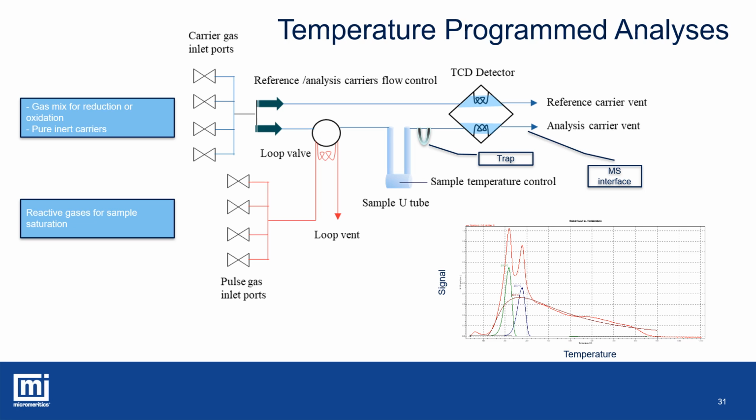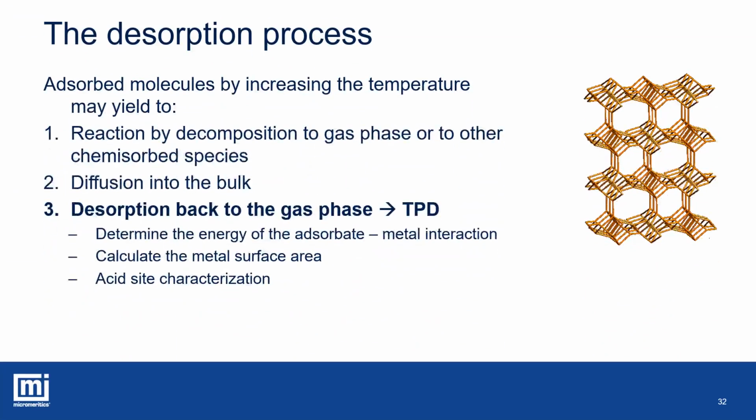An adsorbed species at low temperature may remain almost indefinitely in that state. As the temperature of the sample is increased, however, there will come a point at which the thermal energy of the adsorbed species is such that one of several things may occur. A molecular species may decompose to yield either gas phase products or other surface species. In this case, we have a surface reaction.